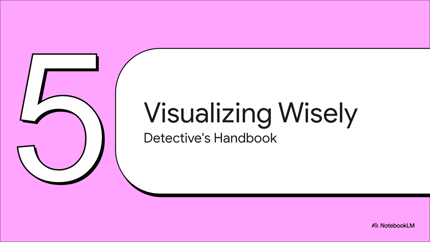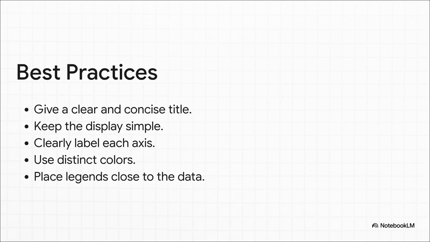That paradox is such a crucial lesson. To avoid getting misled by data and to make sure you're telling the truth with it, we need a clear set of rules. Think of this as your data detective's handbook for creating effective and honest visualizations. Okay, here are the 5 golden rules in your detective's handbook. Rule 1, give your evidence a clear title. Rule 2, keep the display simple. No clutter, no distractions. Rule 3, always label your axes. Rule 4, use clear, distinct colors. And Rule 5, keep any legends close to the data they're explaining. If you follow these, your work will be clear, honest, and way more powerful.